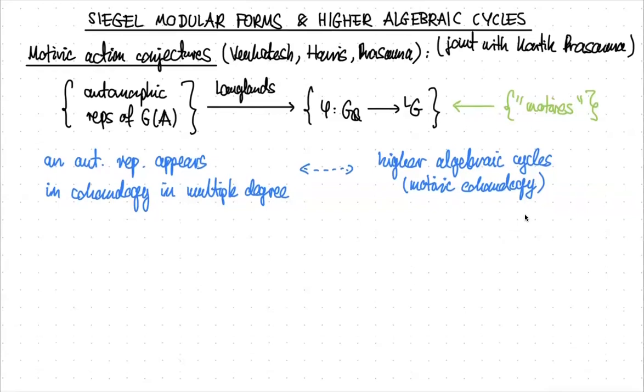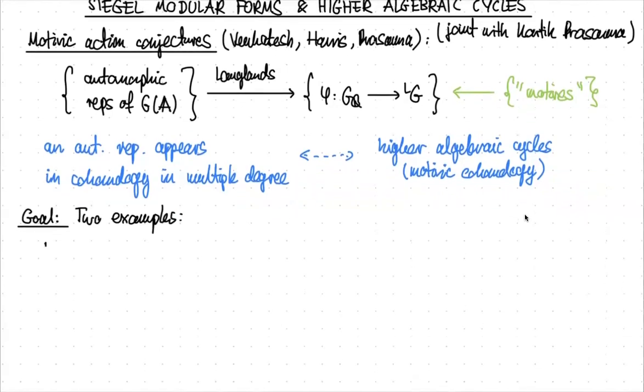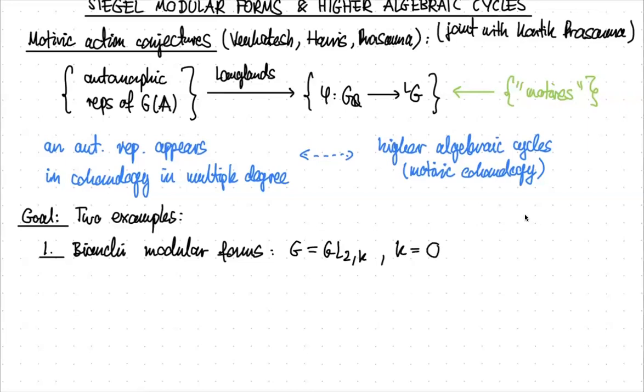But actually today I'm just going to focus on 2 examples. So the goal for today is just to discuss 2 examples. The first of those examples is Bianchi modular forms. So these are automorphic forms where I take the group to be GL2 over K, where K is an imaginary quadratic field. So it looks like Q of the square root of minus D, for a positive number D.